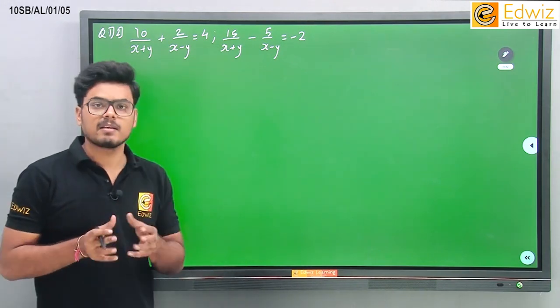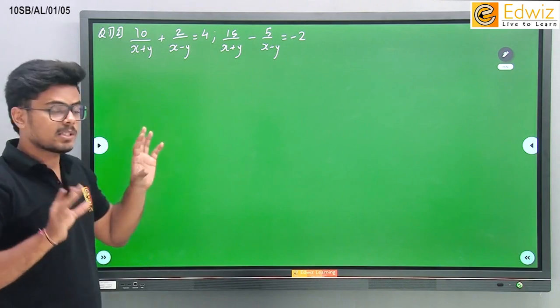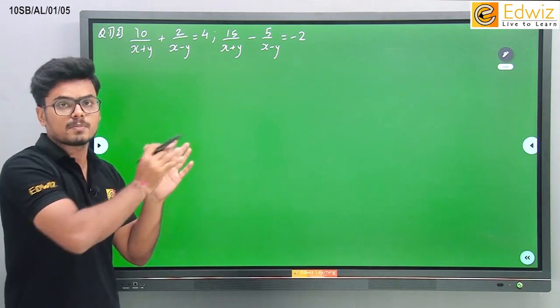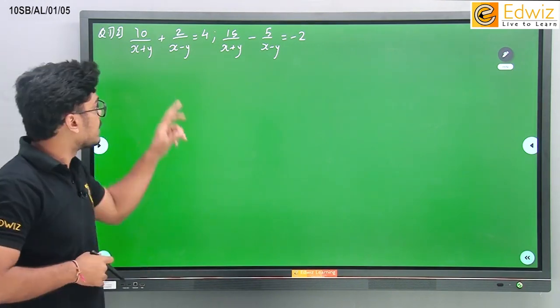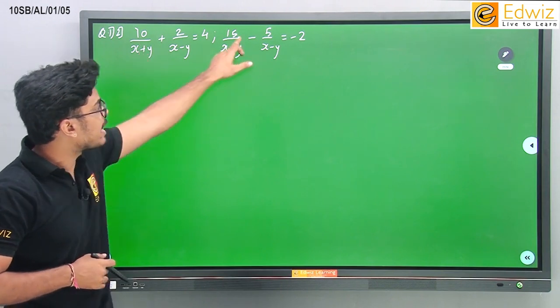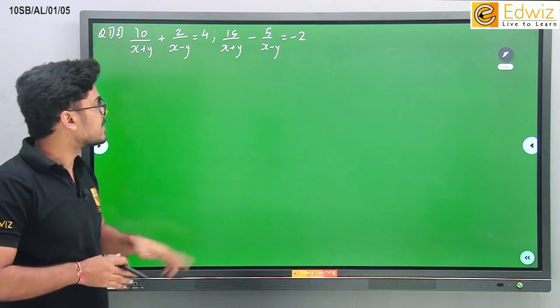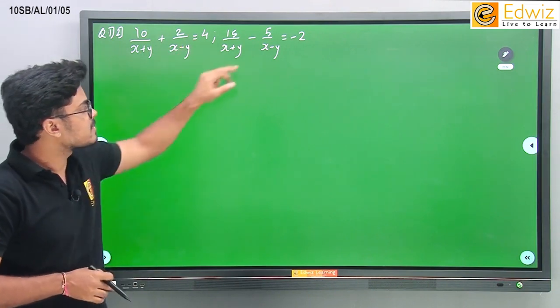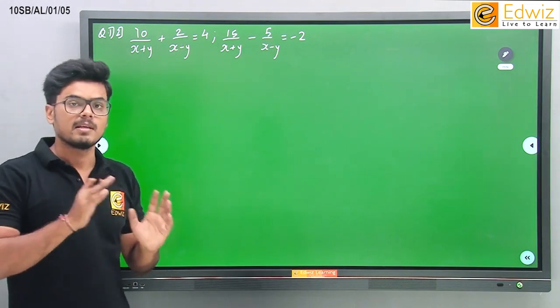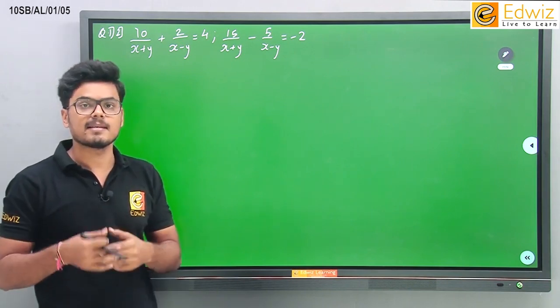Now this might seem like a different sum, but यहाँ पर भी you just have to spot कि दोनों equations में what part is similar. यहाँ पर 1 upon x plus y और यहाँ पर भी 1 upon x plus y. इस पूरे को I can consider some other variable. Similarly, 1 upon x minus y, यहां पर भी 1 upon x minus y. This entire thing can be considered as some other variable.